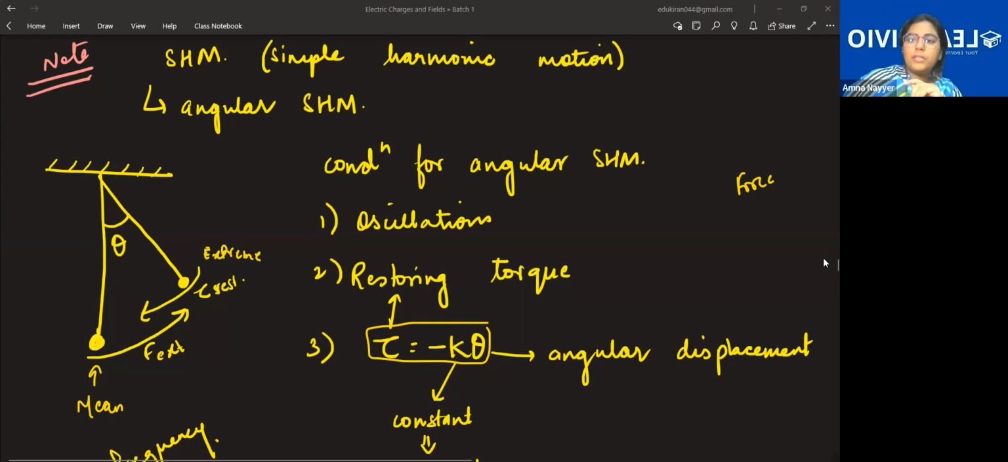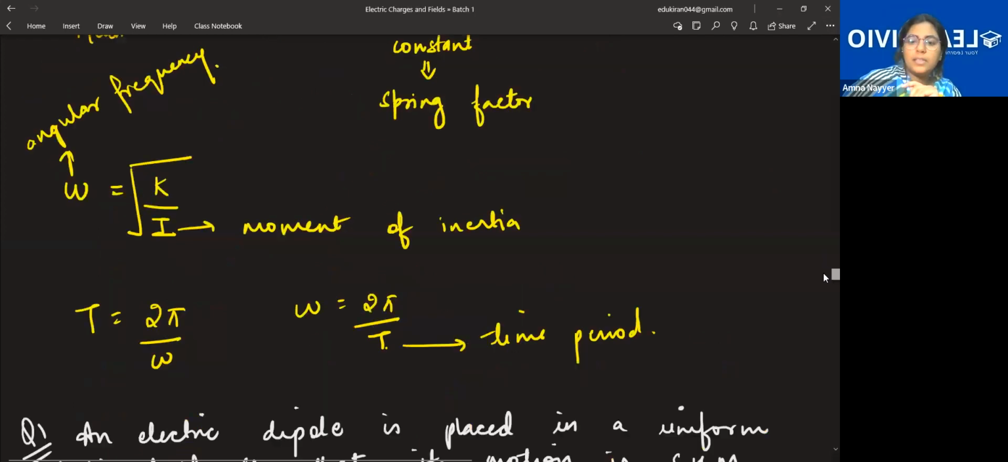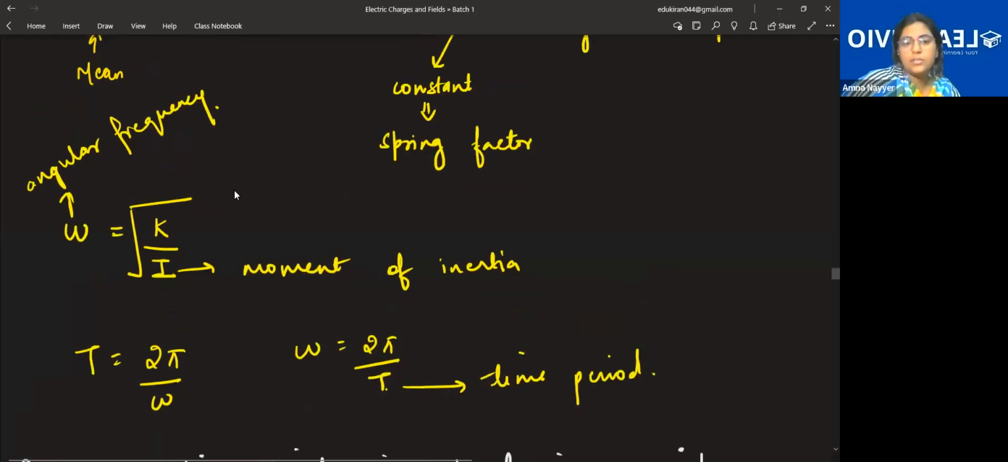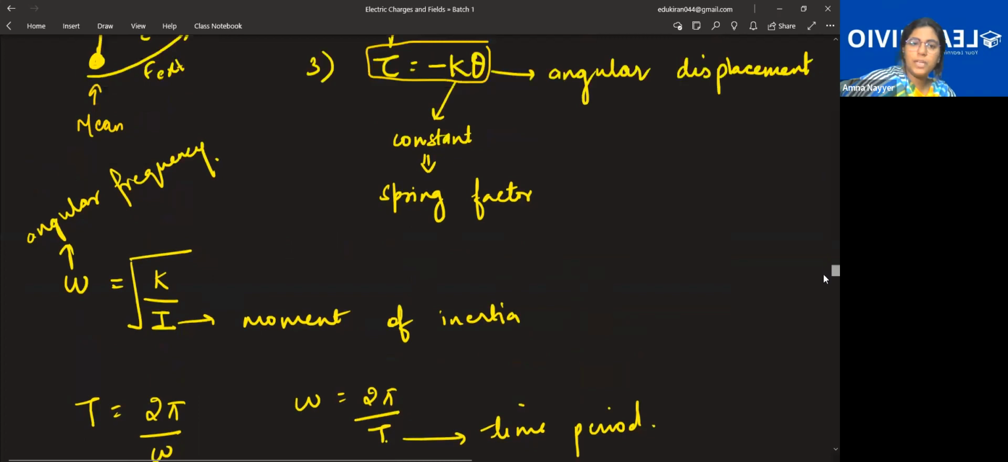Apart from this, we had seen some other conditions also, that angular frequency was written as under root K by I, where I was the moment of inertia. Otherwise, we used to write under root K by M, where M was mass. But here in angular motion, we are considering the angular portion, so we write it as under root K by I. Now, T is equal to 2 pi divided by omega, and omega is equal to 2 pi by T. These are from your class 11th portion, so you must be knowing this already.